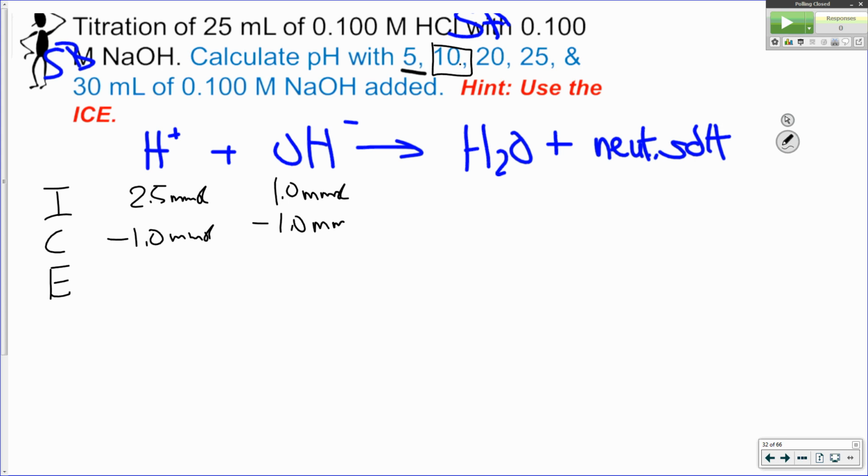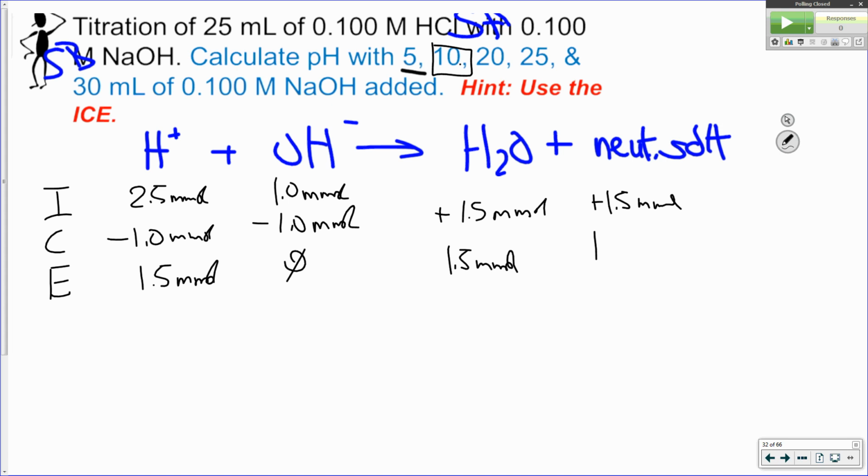So I'm going to consume all of that. I've got 1.5 left of the H+, 0 of the OH minus. I formed 1.5 of water, plus 1.5 of the neutral salt. So the things that are contributing to pH at the end now are the water, the neutral salt, and this excess strong acid. The excess strong acid is the thing that's going to control pH.